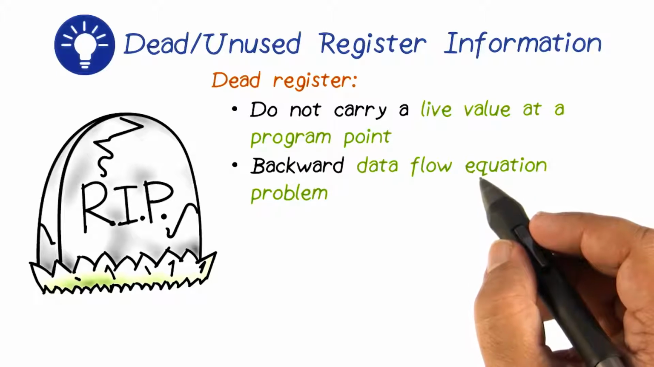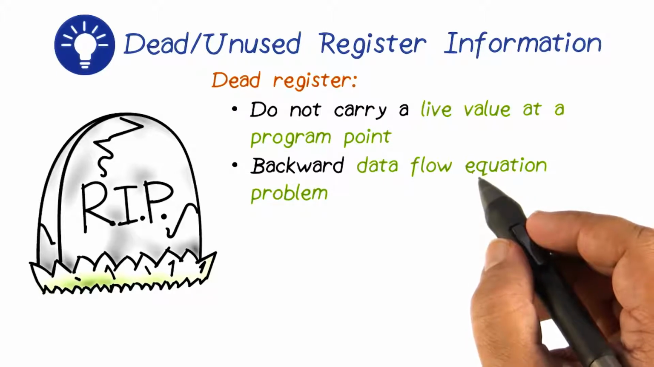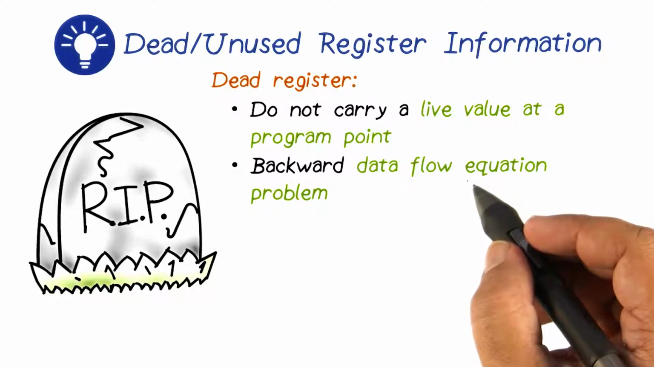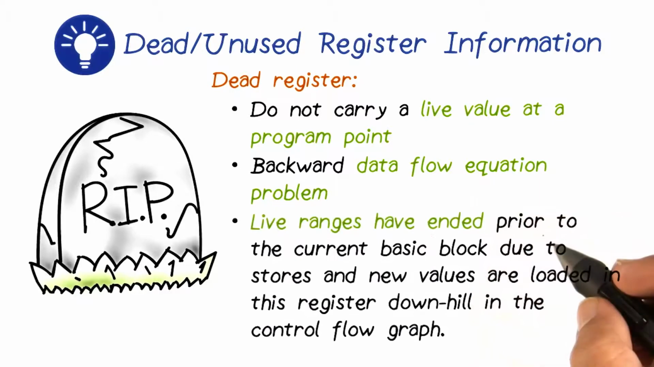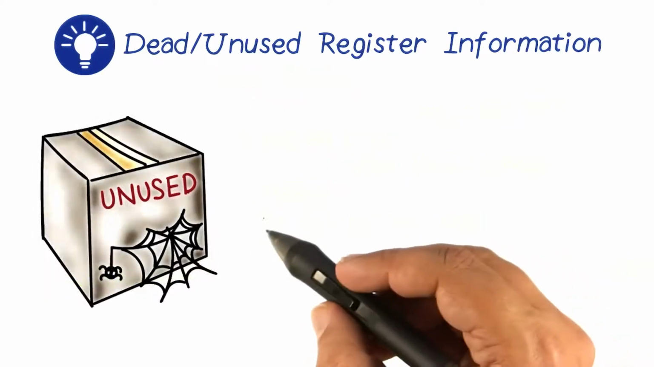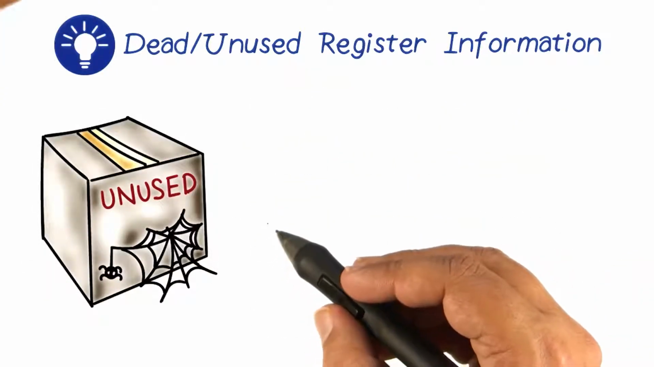What it does is it keeps track of, at a certain program point, are there any further uses of this particular register. If there aren't, then that register is dead. In short, the deadness is very easily characterized: the live ranges have ended prior to the current basic block due to the stores, and new values are loaded in this particular register downhill in the control flow graph through the loads. On the other hand, we also have unused registers.